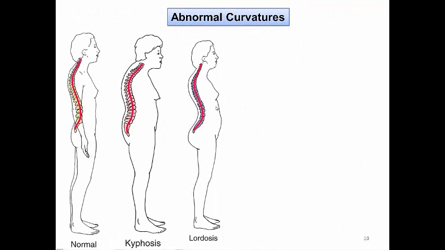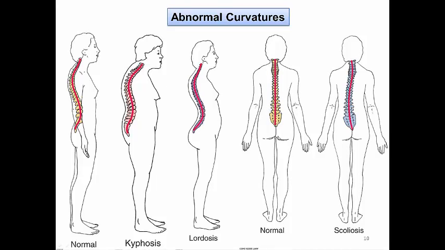We also have abnormal curvatures. An excessive curvature in the thoracic region is called a kyphosis, and an excessive curvature in the lumbar region is called lordosis. We also have a sideways leaning of the vertebral column. This is called scoliosis, or crooked or curved back. What you see here occurring is a lateral bending and also a rotation of the vertebral column, which will lead to a rib hump during flexion of the trunk.